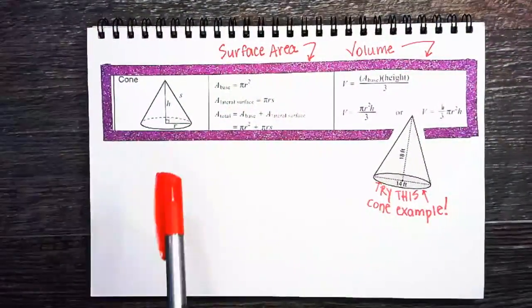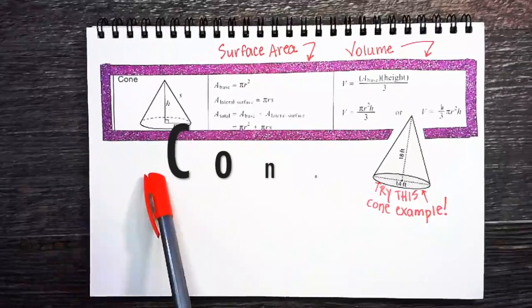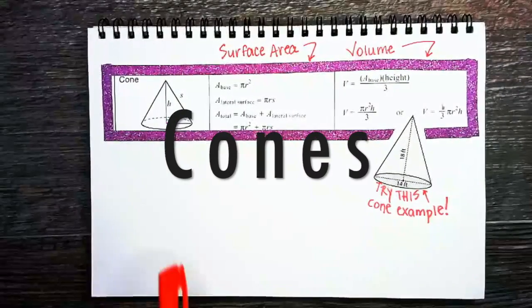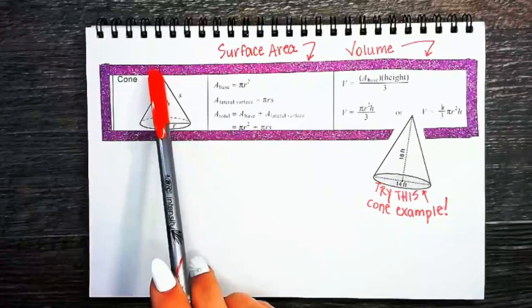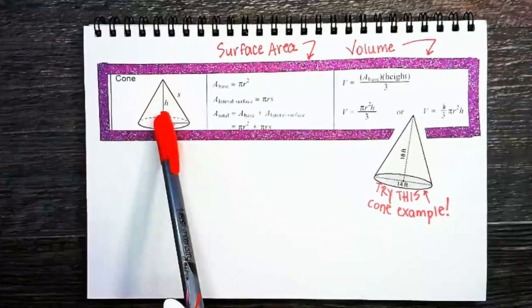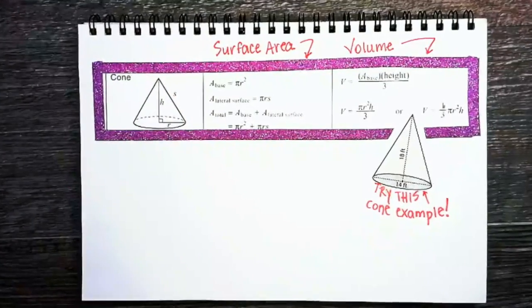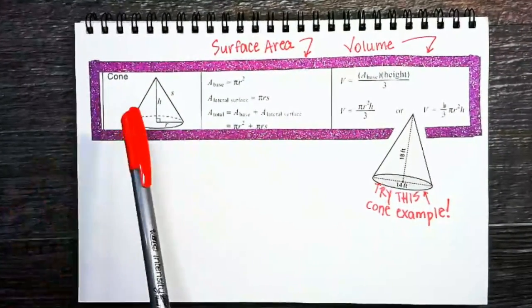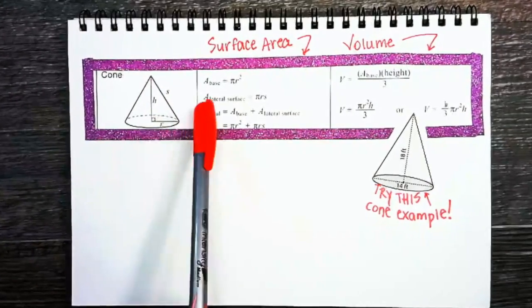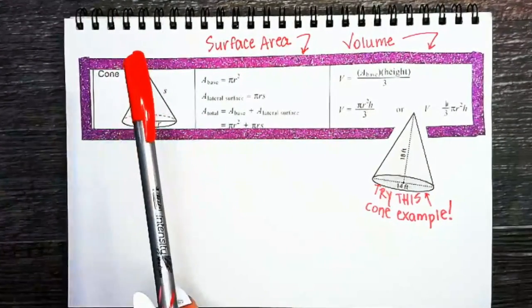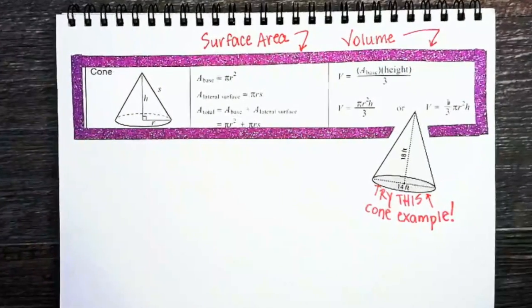Hey guys, we're going to work on the surface area and volume of cones in this video. A cone consists of a circular base and a lateral area which comes to an apex at the top. A right cone will have its height run perpendicular to the radius such that the height connects the apex and the center of the base.